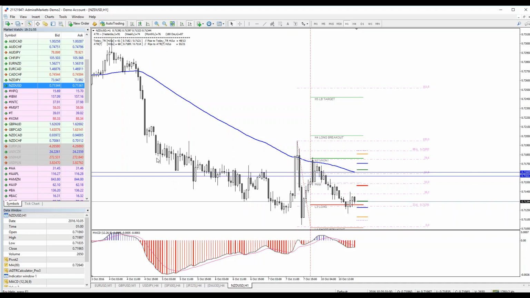Possibly, you see here, EMA 89, we also have ATR stop. The price is making now a series of lower highs and lower lows. And here we have a spike high. This is a fake out. And then the price dropped again. So this is what I would be looking for. I would be looking for a sell on New Zealand.